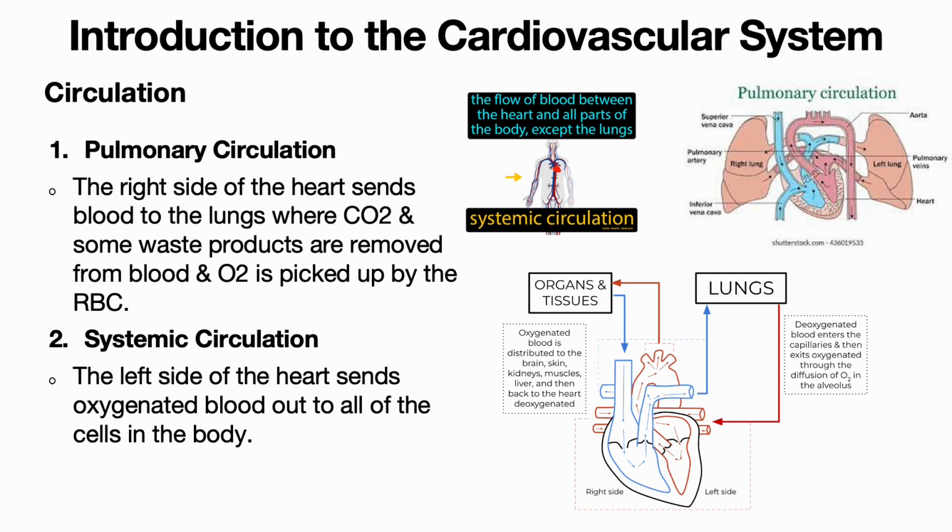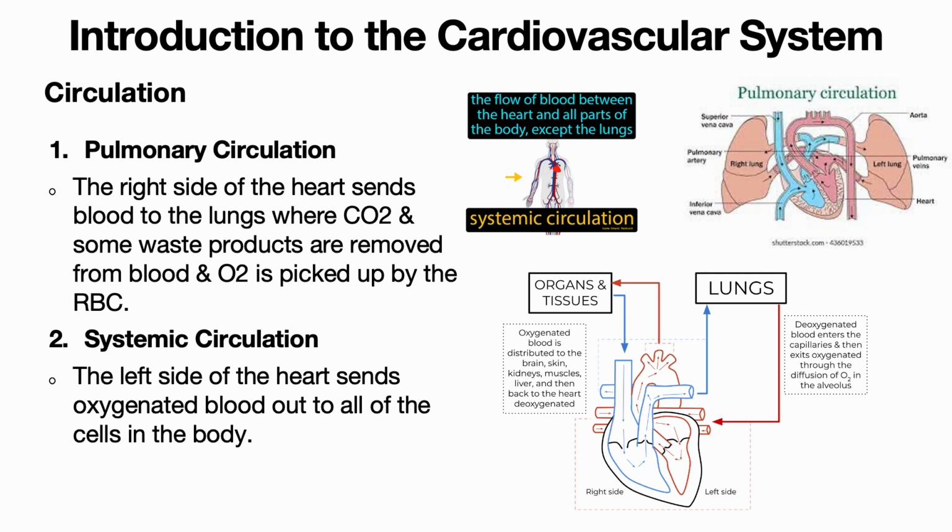Pulmonary circulation is in the right side of the heart that sends blood to the lungs where carbon dioxide and some waste products are removed from blood and oxygen is picked up by the RBC. Systemic circulation, on the other hand, is in the left side of the heart that sends oxygenated blood out to all of the cells in the body.